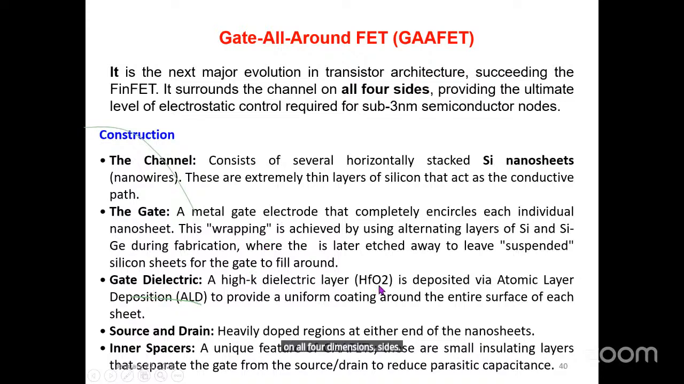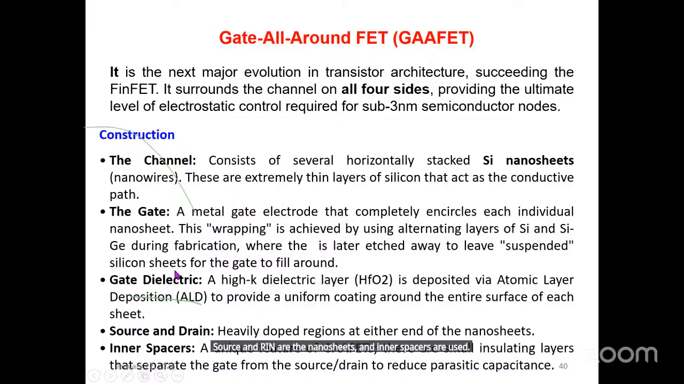Gate dielectric is HfO2. I told you the HfO2 material has a very good epsilon R, relative permittivity. That means it is a high-K material. High-K material gives a drastic reduction in the leakage current, and therefore the size of the device can go really very low, very small. Source and drain are the nanosheets, and inner spacers are used here.